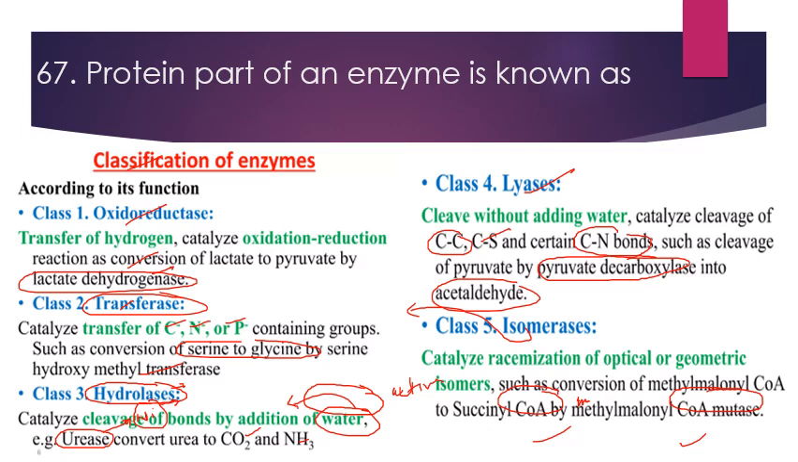The next class of enzyme is isomerases. They help in isomerization reactions, so they catalyze racemization of optical or geometric isomers, such as conversion of methylmalonyl coenzyme A to succinyl coenzyme A by methylmalonyl coenzyme A mutase. So these enzymes help in isomerization reactions.